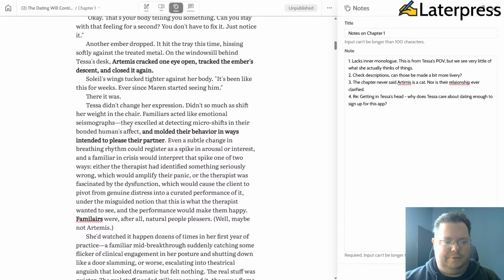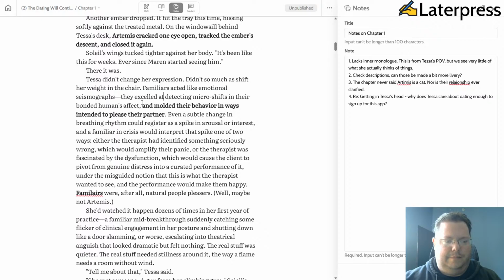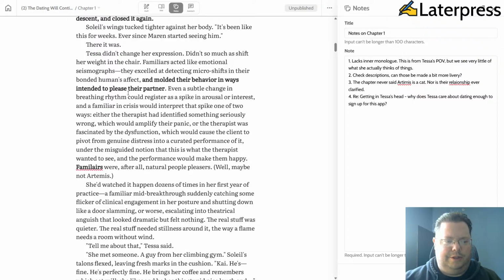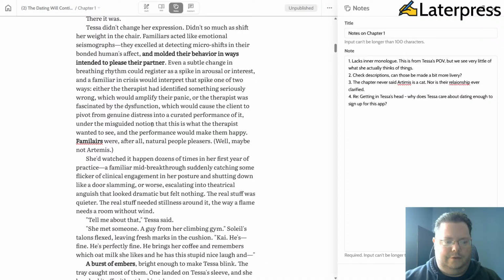Familiars acted like emotional seismographs. They excelled at detecting micro shifts in their bonded humans' affect and molded their behavior in ways intended to please their partner. Even a subtle change in breathing rhythm could register as a spike in arousal or interest, and a familiar in crisis would interpret that spike one of two ways. Familiars were, after all, natural people pleasers. Well, maybe not Artemis.